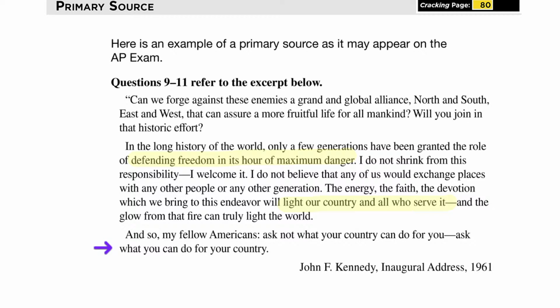Now, what's a little sneaky is we don't know exactly what he's talking about, but we have some clues, right? It says, forging against enemies, a global alliance, defending freedom in its hour of maximum danger, our country and all who serve it, right? So it sounds like war, but then again, I don't know if there was really a war going on in 1961. So let's see if we can take a look at the question and do a little process of elimination.